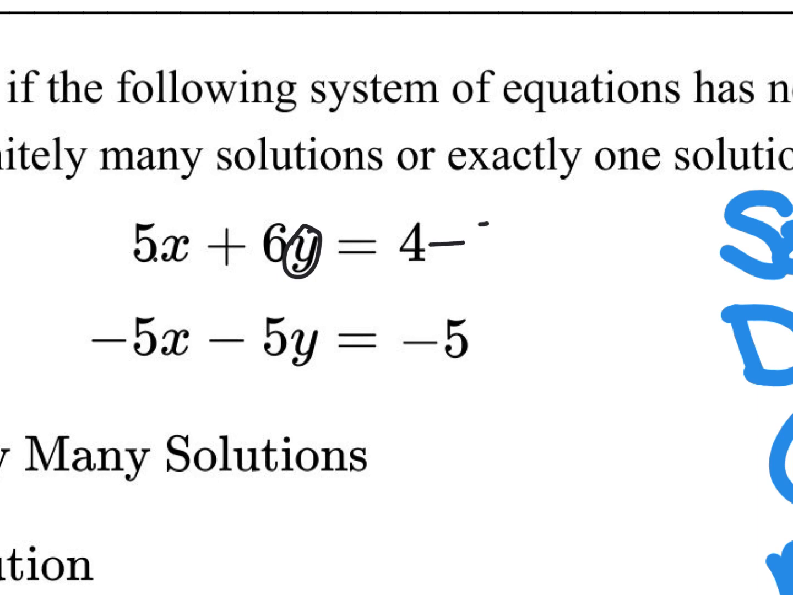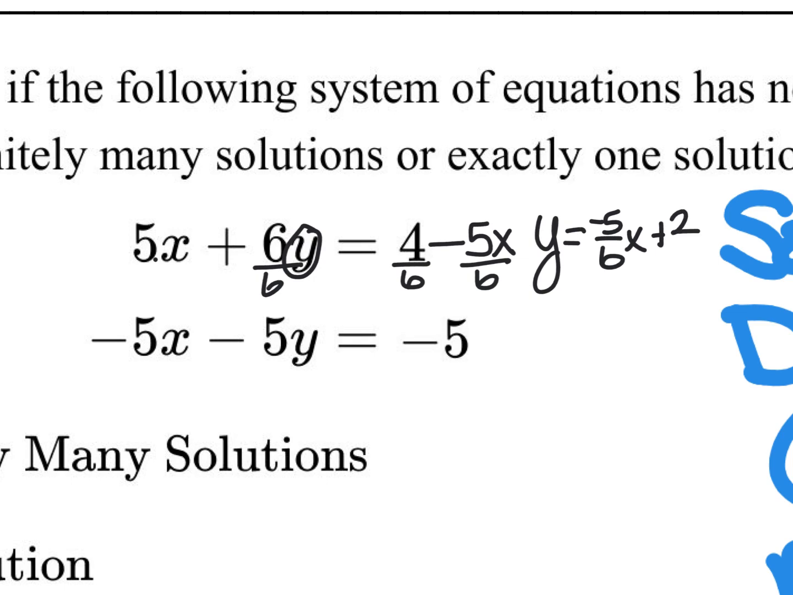So we're going to bring the 5x over, doing the opposite. And then we're going to divide everything by 6. So we're going to get y equals -5 over 6 x plus 4 over 6, which reduces to 2 over 3.